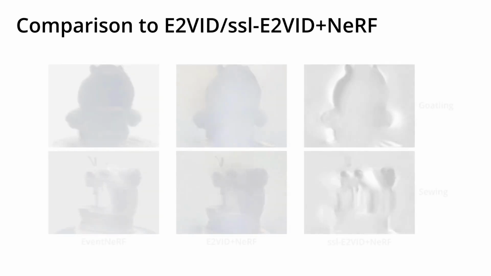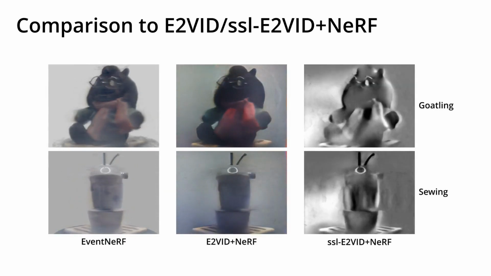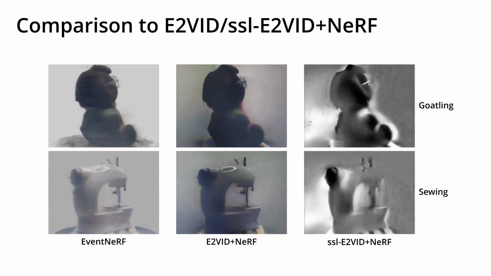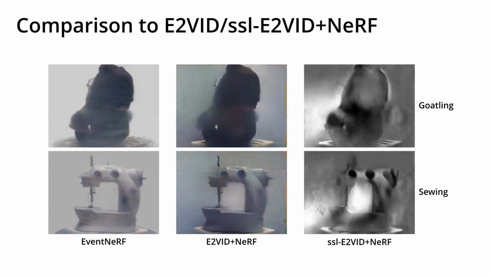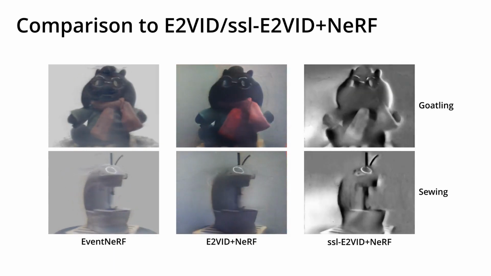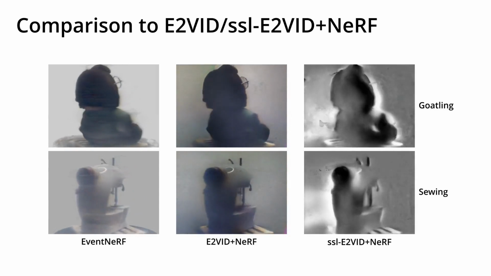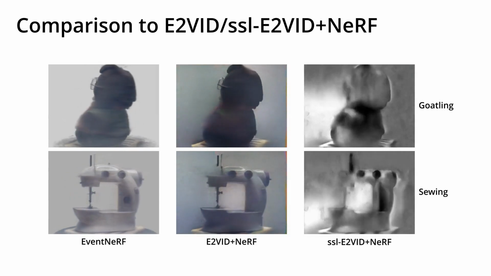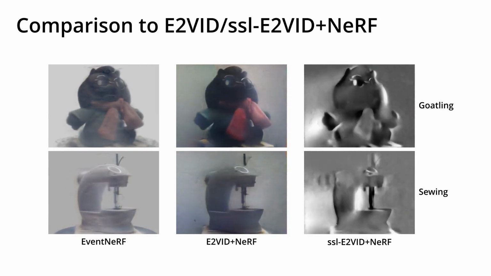As with the synthetic sequences, our EventNeRF significantly outperforms our baselines on real data. Replacing E2Vid with SSL E2Vid leads to even worse results, as SSL E2Vid doesn't support color, mostly uses only the information inside the event window, and its performance is usually bounded by E2Vid.